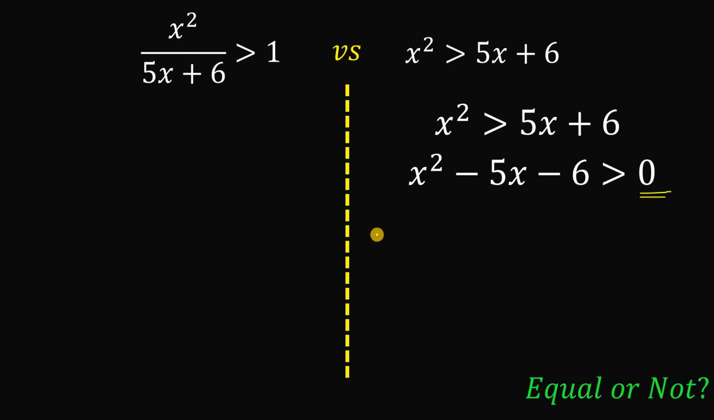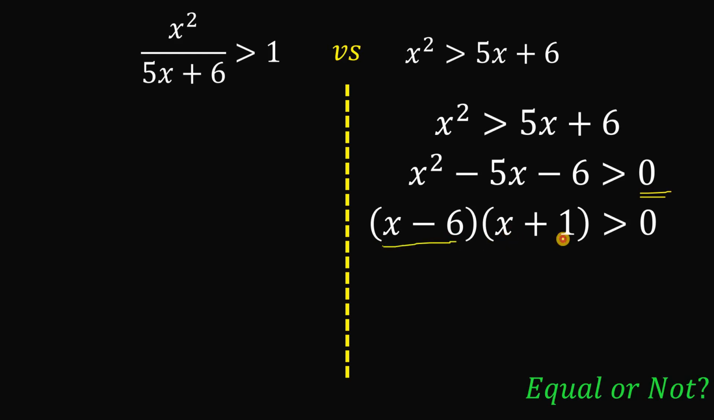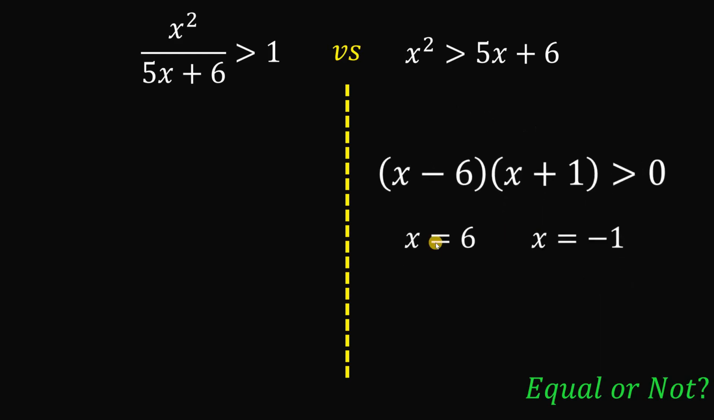Now, since this is 0, this is now okay. So what we're going to do is to factor this out. So we have x minus 6 multiplied by x plus 1. And from here, we need to get the critical points. To get the critical points, we need to equate the factors to 0. So we have x minus 6 equals 0 and x plus 1 equals 0. So let's solve for the value of x. x equals 6, and on the other equation, we have x equals negative 1. So those are the critical points.